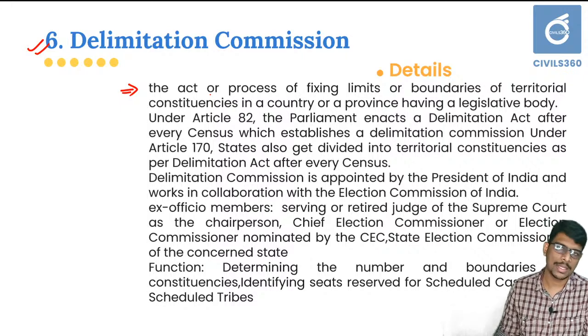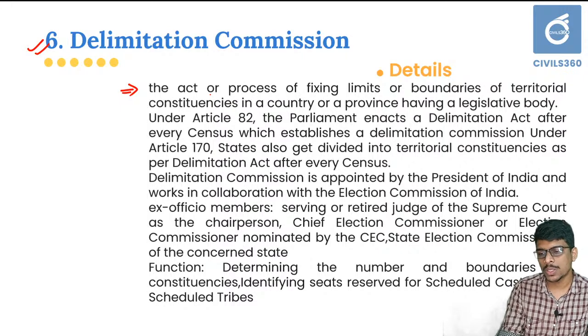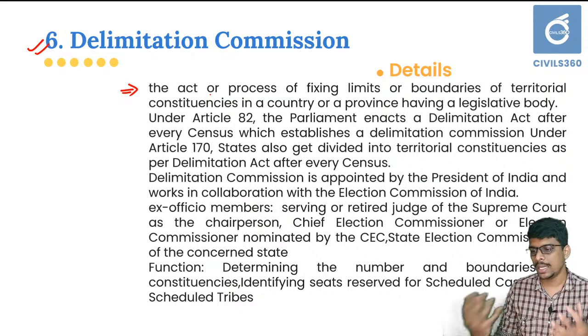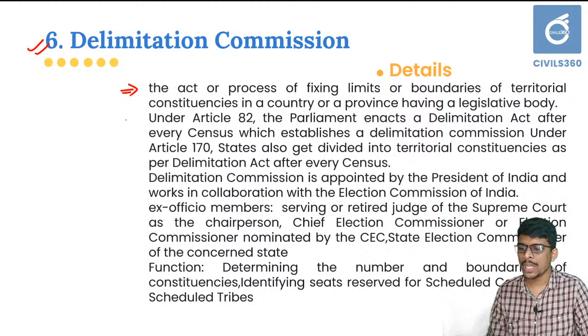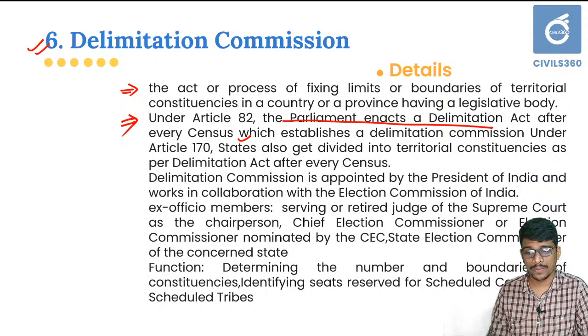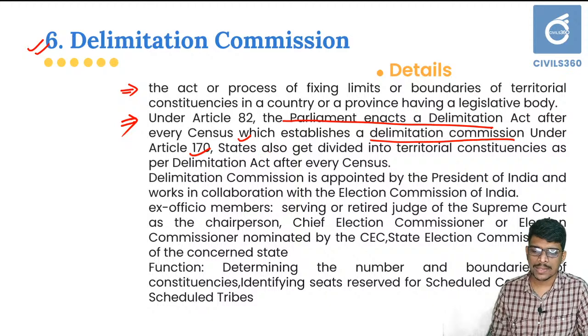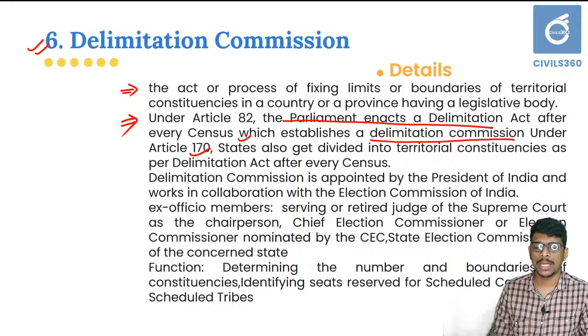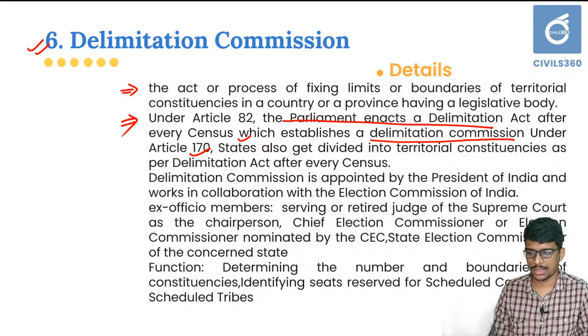a province having a legislative body. That is, delimitation is the process where the boundaries of a legislative council or a legislative body are fixed. Under Article 82, the Parliament enacts the Delimitation Act after every census, which established a Delimitation Commission under Article 170. And states also get divided into territorial constituencies as per the Delimitation Act after every census.